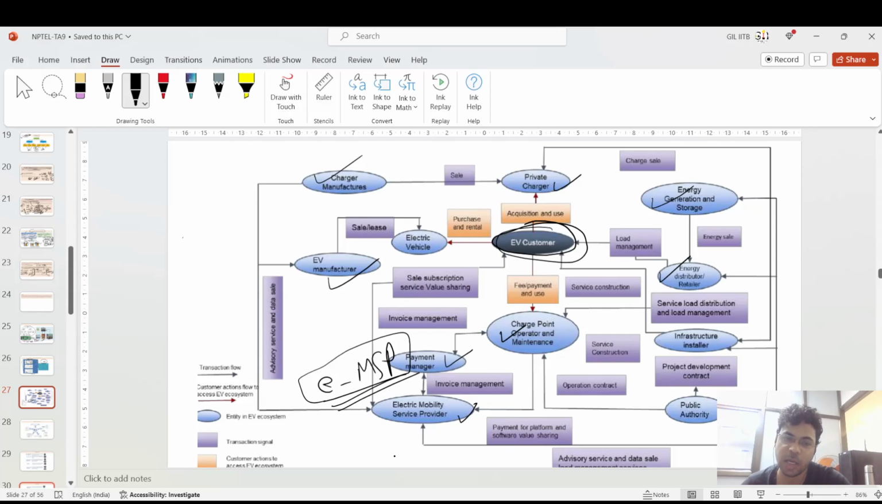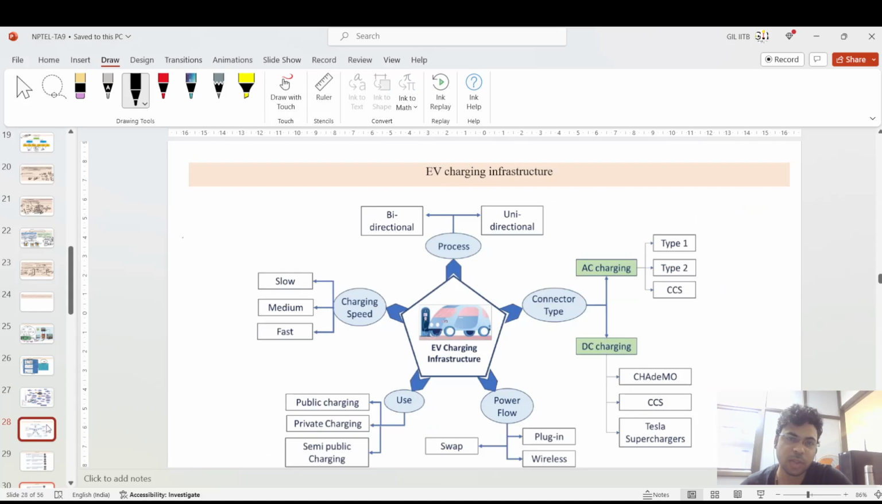From the payment gateway to manufacturers, charger providers, and the different types of services such as EMSP services, the infrastructure you need, public authority, private authority. So there are multiple stakeholders. Coming to the types of charging infrastructure, there are certain types based upon multiple criteria.